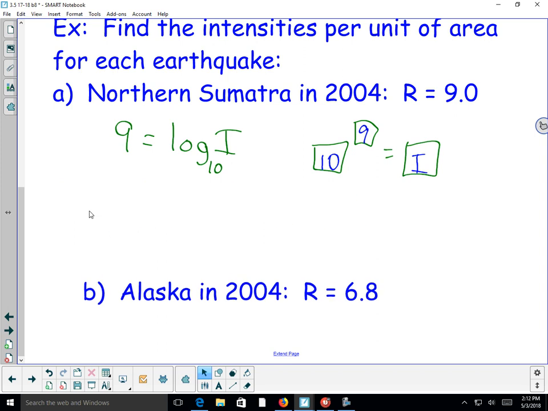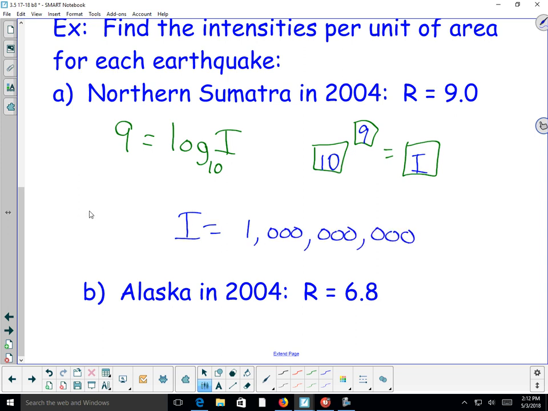Okay, so really, for this problem, part A, the intensity is really a 1 with 9 zeros after it. So the wave intensity of this earthquake was 1, what? What do we call this? 1 billion, right? 1 billion.